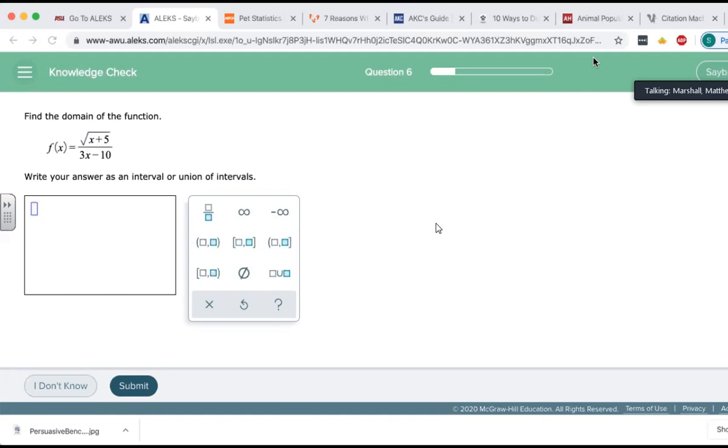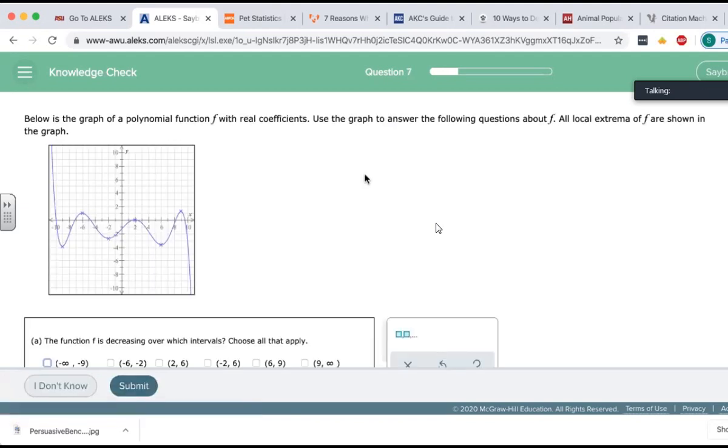I can see where they got that too. Yep, because the top part is x plus 5 more than or equal to 0, which gives you all values more than or equal to negative 5. That's the square bracket, and then to 10/3, and then union. There you go. Yes, I can. Just do these two. Let's pull up that picture.